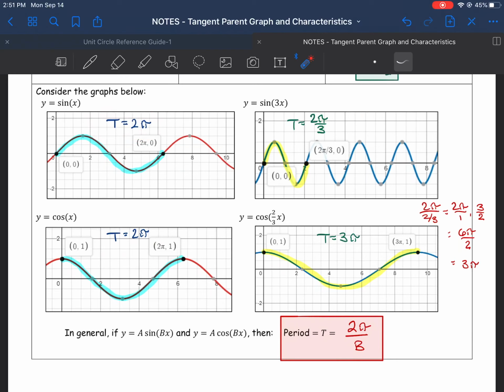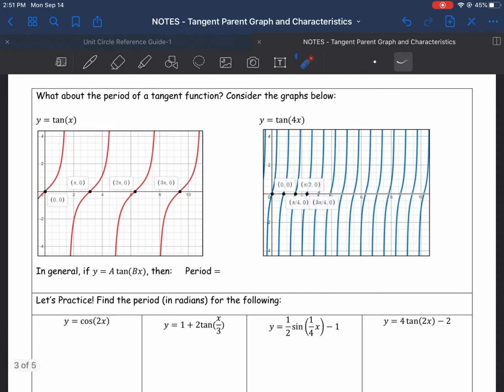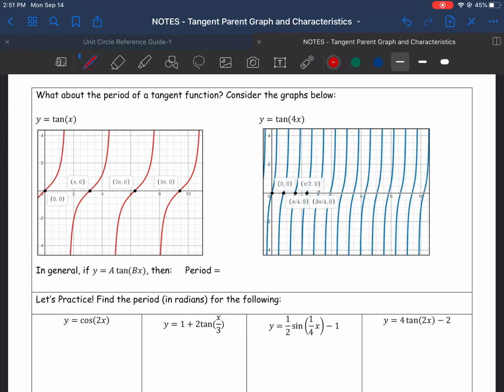So I wonder if tangent will work out the same. Well, let's investigate. So here's the parent function for tangent. And let's go ahead and notice that for tangent, one cycle will go from 0 to pi, and the horizontal length of this cycle is exactly equal to pi, so T equals pi. So the period for tangent is pi instead of 2 pi. Again, notice that sine and cosine had a period of 2 pi for their parent functions. The parent function of tangent, just y equals tangent of x, has a period of just pi.